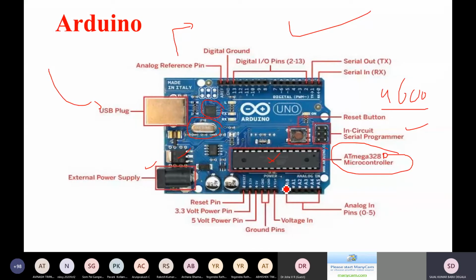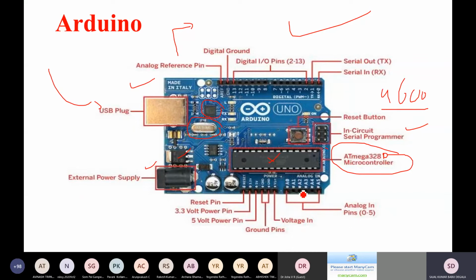The reason why the Arduino board has been so popular is because of its ease of use. If you have an analog sensor, or a digital sensor, or any other sensor, you can easily interface the sensor with this Arduino board.